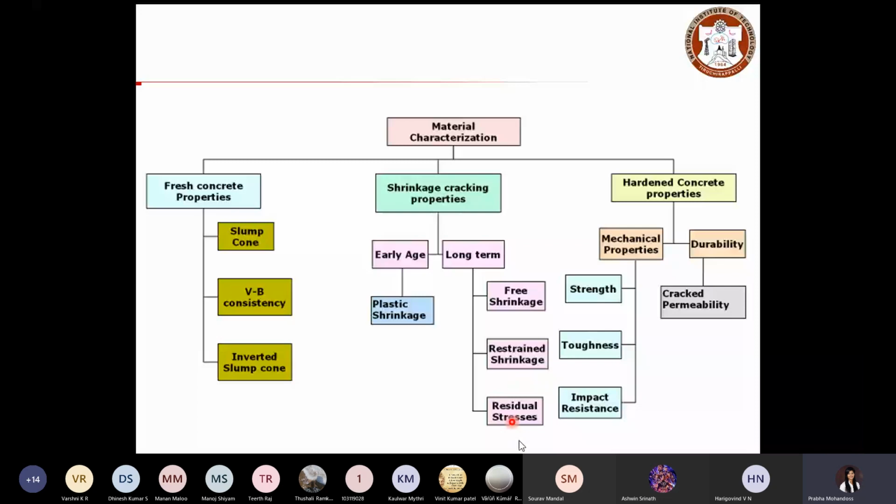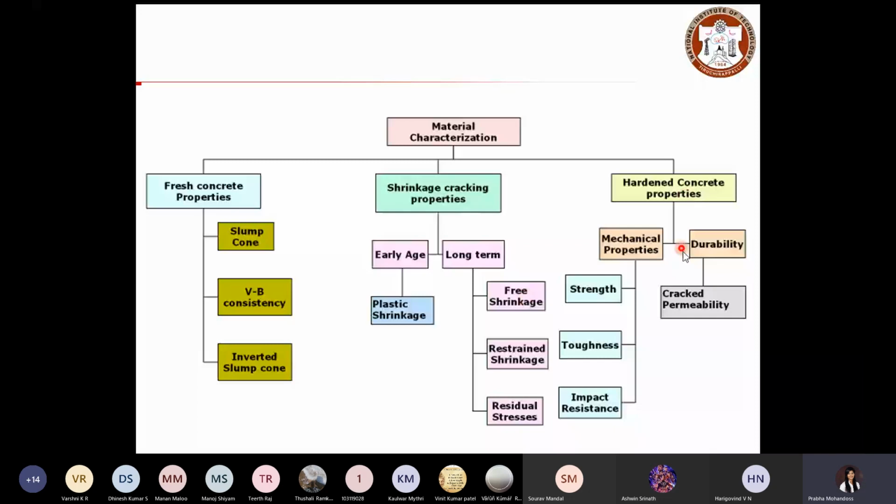If you have free shrinkage, then your member is not restrained to crack. The member is free to move, stress will not be induced in it, and cracks will not develop. Whereas if you have restrained shrinkage, there will be a restriction to your concrete movement, and that restriction will induce stress in the concrete, which will lead to cracking, right?